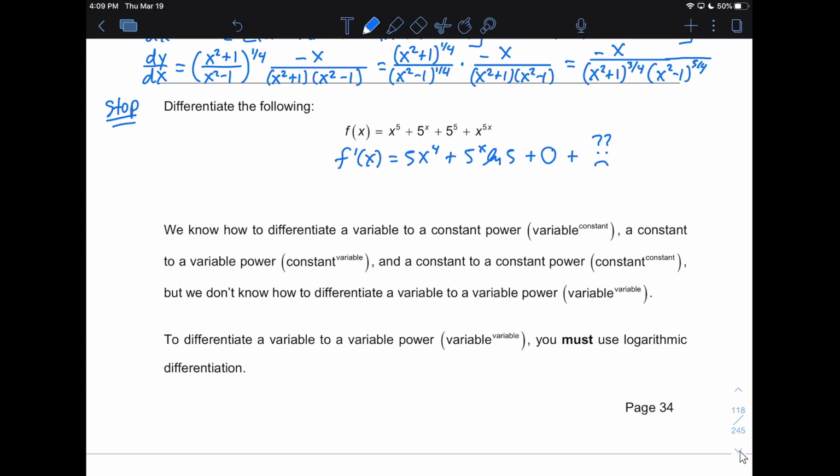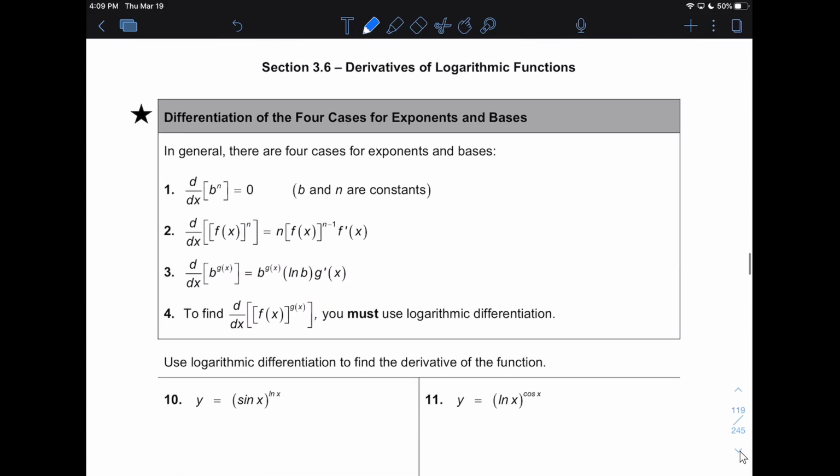So we know how to differentiate a variable to a constant power, a constant to a variable power, a constant to a constant power, but we don't know how to differentiate a variable to a variable power. So to differentiate a variable to a variable power, you have to use logarithmic differentiation. So this is the differentiation of the four cases for exponents and bases.